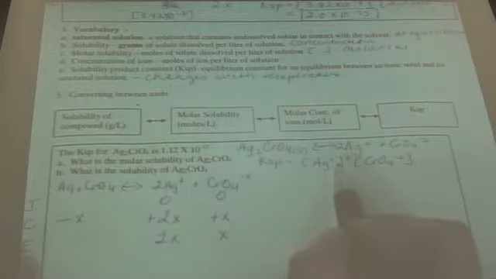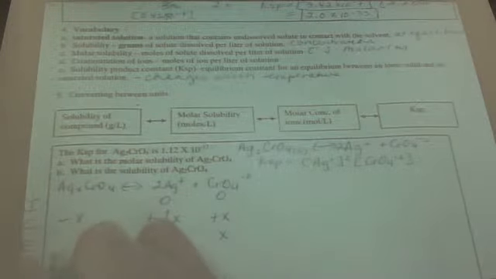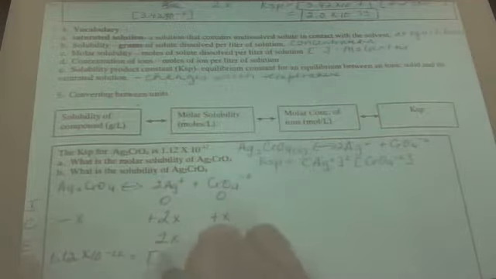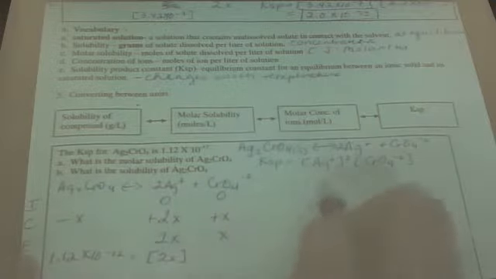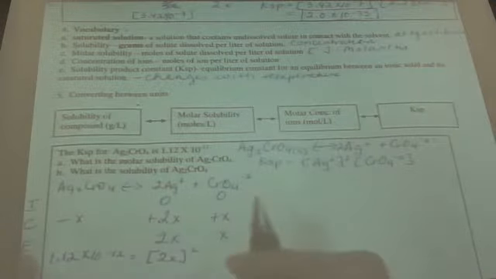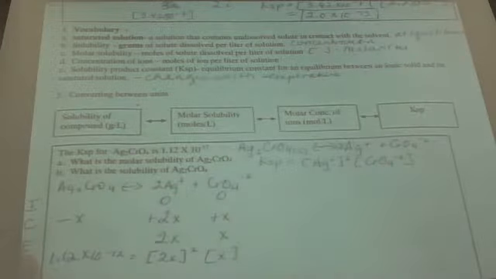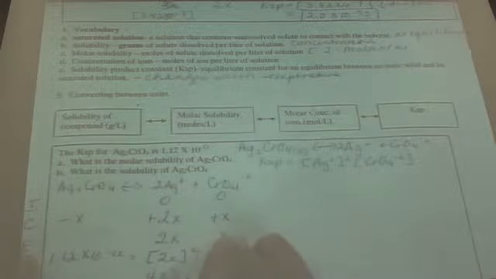Plug it into this. Okay, so 1.12 times 10 to the negative 12 is equal to 2x squared, except you're wrong. Watch for a second. Times x. You are wrong. And this is the most common mistake here. Let's do a little algebra. 2x squared is 4x squared. There you go. Times x.